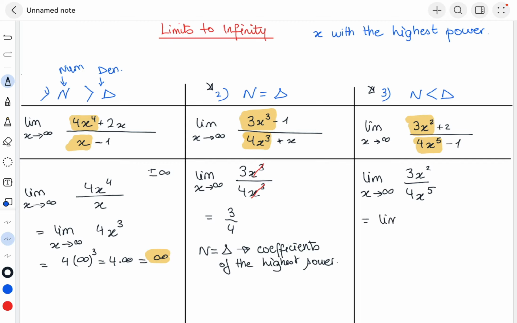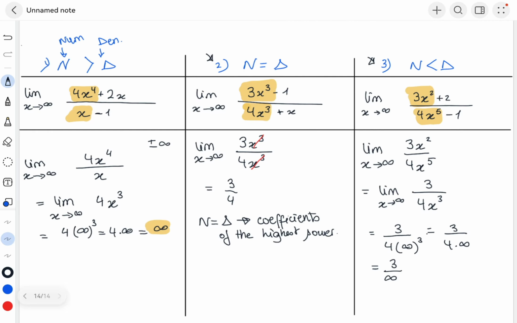And now here we can simplify it further by cancelling x's. So x to the power of 2 over x to the power of 5 will give us x to the power of 3 in the denominator. Now, if we replace it, we have 3 over 4 times infinity cubed, which is equal to 3 over 4 times infinity. 4 times infinity is of course infinity. And now we have 3 over infinity. Whenever we have any constant over infinity, the answer will always be 0, no matter what.